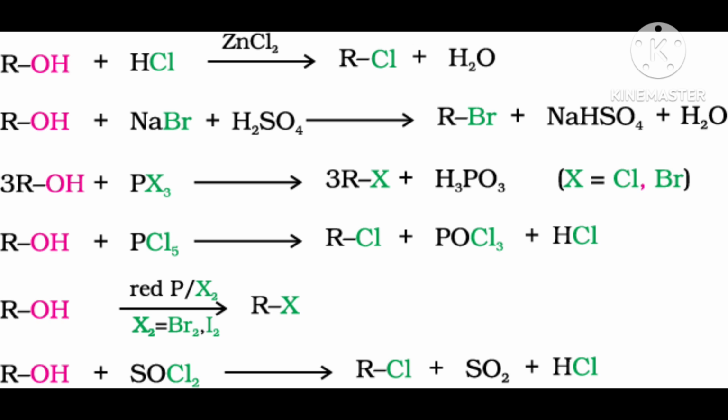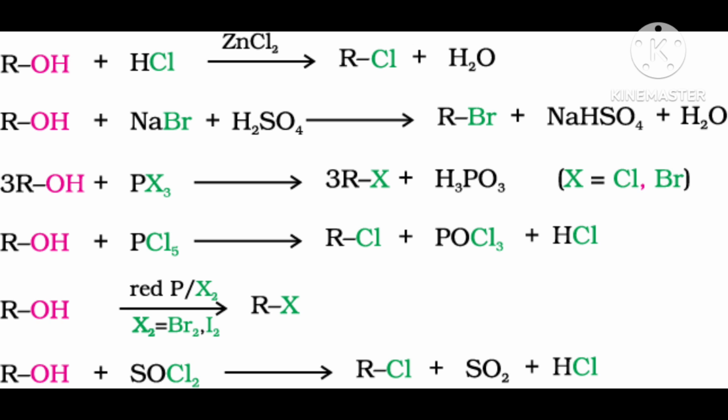The hydroxyl group of an alcohol is replaced by halogen on reaction with concentrated halogen acid, phosphorus halides or thionyl chloride. First, the hydroxyl group of an alcohol is replaced by halogen on reaction with concentrated halogen acids. Second, phosphorus halide or thionyl chloride.